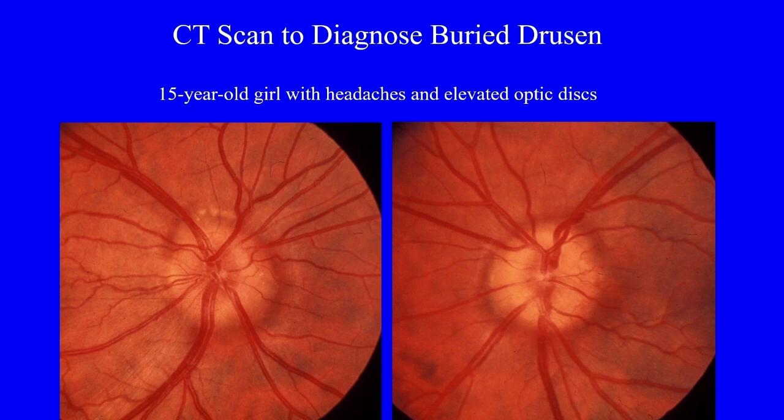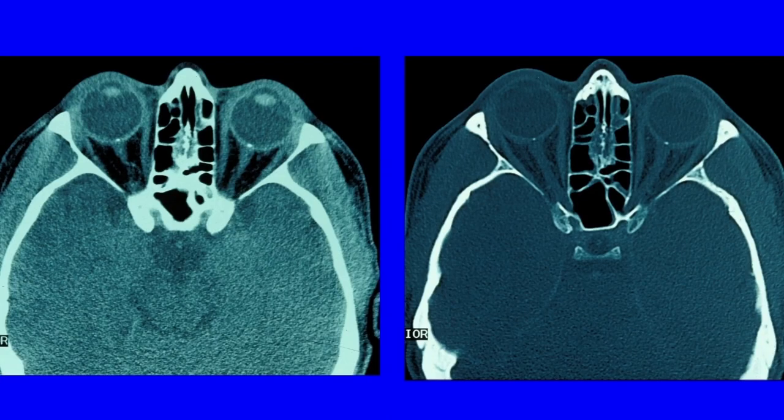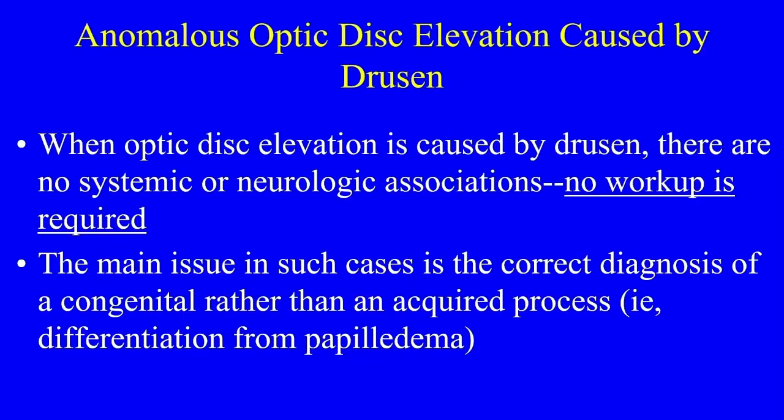CT scan can be used to diagnose buried drusen. After all, they're calcified, and the CT shows calcification very nicely. And you can see when we did that, the little dots of brightness consistent with calcification.